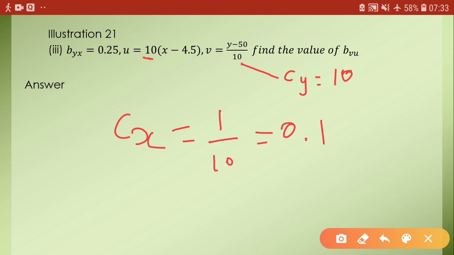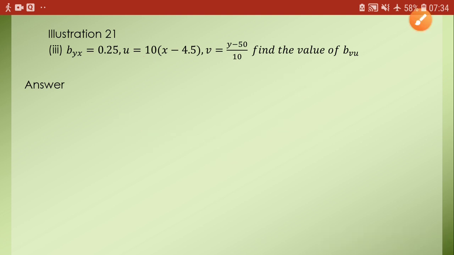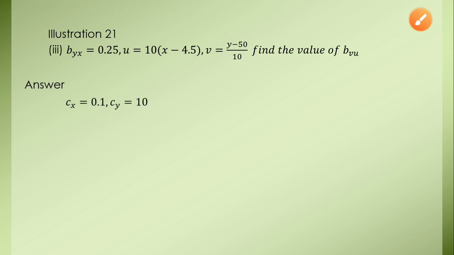Sir, why so? It is a bit lengthy to explain why. Just remember that you have to make the reciprocal. I'll explain why in some free time. For now, just learn that you have to make the reciprocal if the digit is multiplied. So as I told you, Cx is 1 upon 10, that is 0.1. Cy is 10.